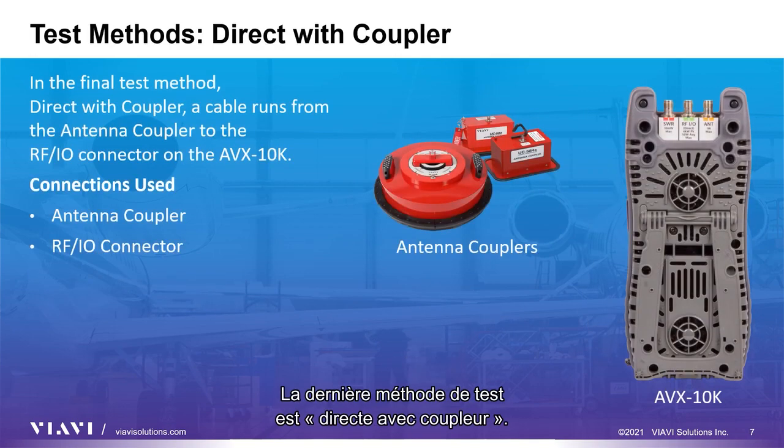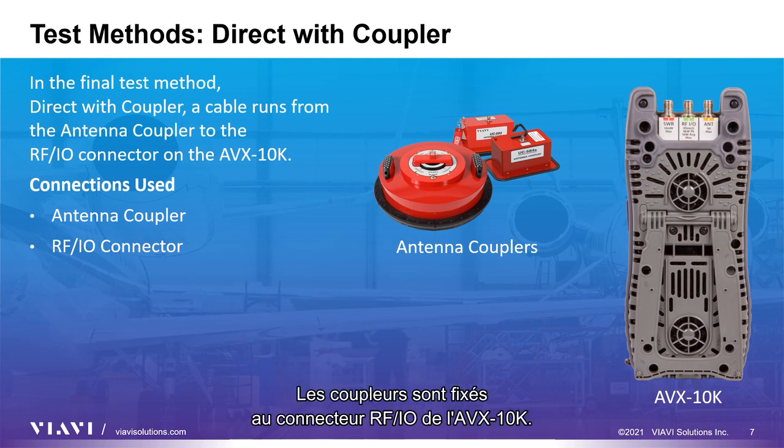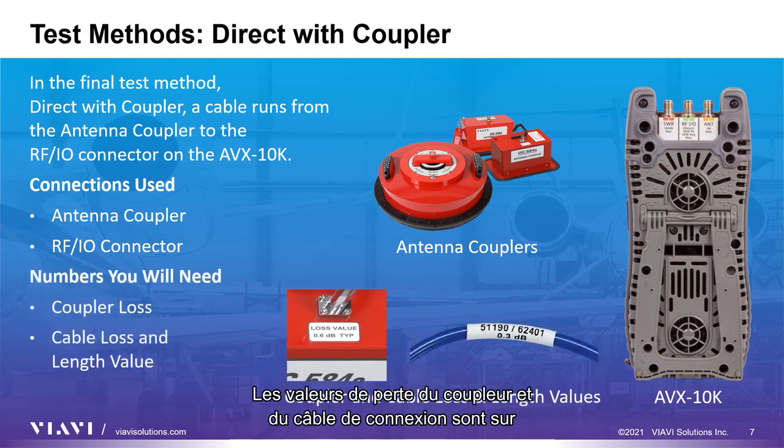The last test method is direct with coupler. The couplers are attached to the RFIO connector port on the AVX-10K. The loss values for the coupler and connecting cable can be found on the coupler and cable and will be used later in the setup.